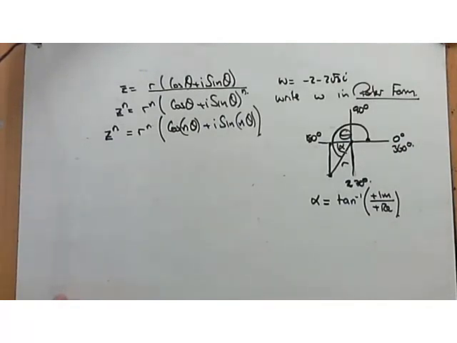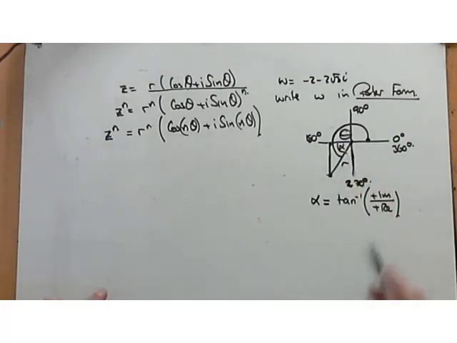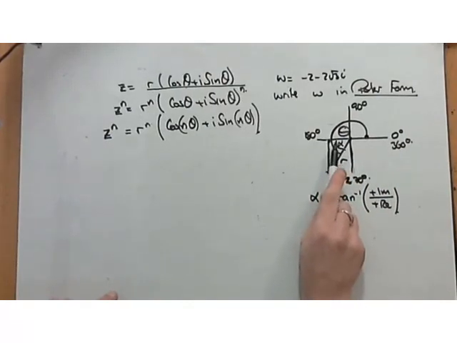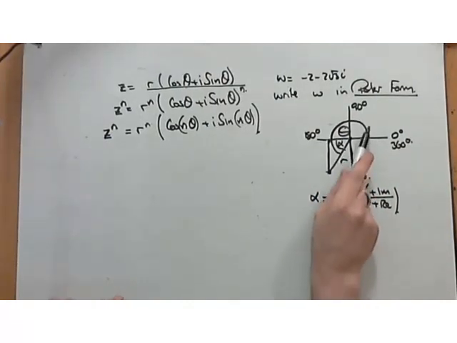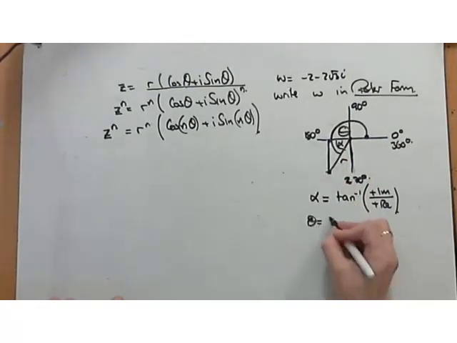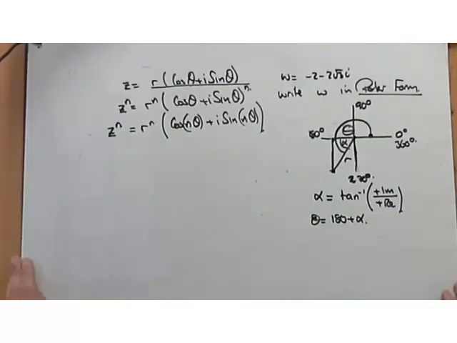Then you have to figure out what theta is, knowing what alpha is. In this case, alpha is the small angle that's in here. So to get theta, I'd have to go around 180 and then add the alpha on. So theta would be 180 plus alpha.